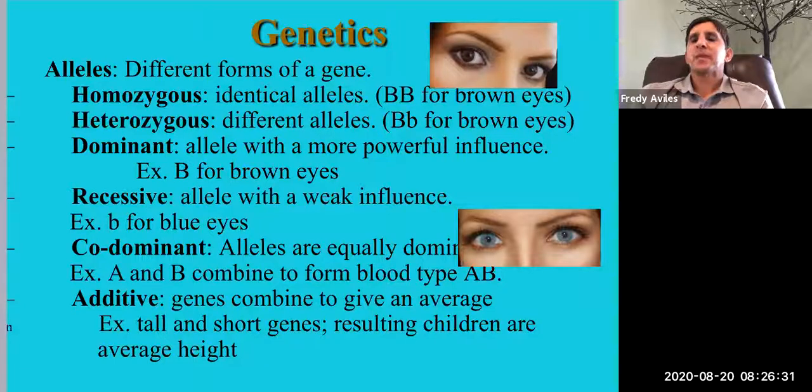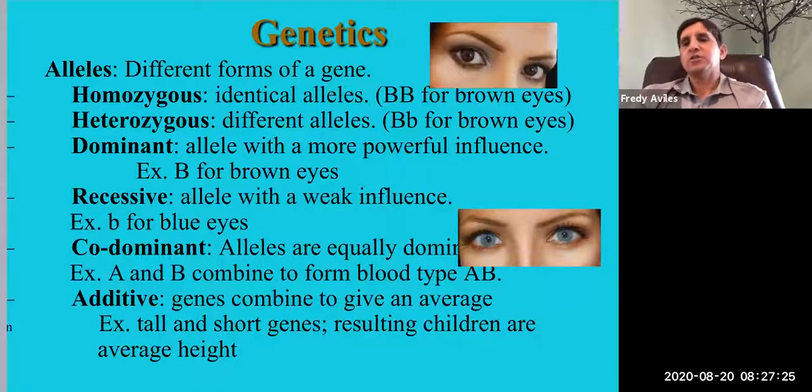Let's use eye color as an example, okay? When it comes to eye color, you get one gene from your mom and one gene from your dad, okay? And if you have homozygous alleles, that means you have the same version of the gene. For example, you could be big B for brown eyes, okay? If you have the gene for brown eyes, that is written as a capital B. So if you got that form of the gene from your mother, and that same gene from your father, if you got the same version from both, then that means you are homozygous for brown eyes, okay?